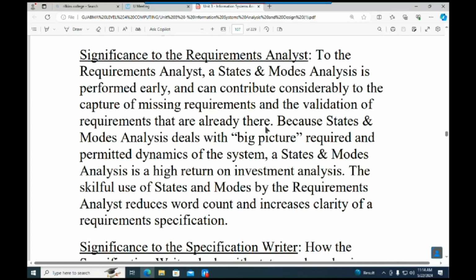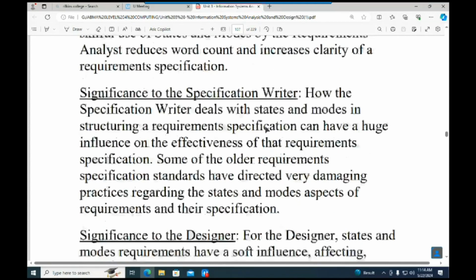So the requirements analysis needs to look at things like how to reduce the word count, how to increase clarity of requirements specification, and all that. Now again, the state of the mode requirements have this significance to the specification writer. Because how this particular writer is going to deal with these states and modes specifications can actually influence the effectiveness of that requirement specification. It can determine how effective the requirement specification can be.